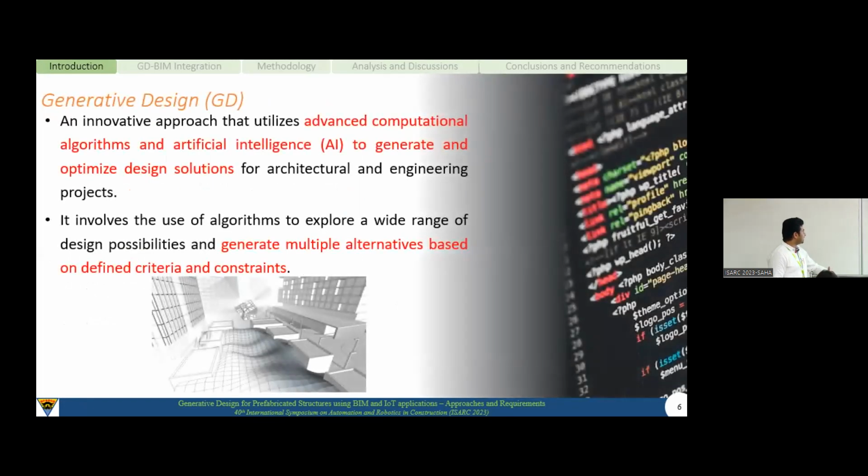And what is GD, generative design? It's an innovative approach that utilizes advanced computational algorithms and, of course, AI, artificial intelligence, to generate and optimize design solutions created for the AEC industry. It involves the use of algorithms to explore a wide range of design possibilities, and it can generate multiple alternatives based on the design criteria and constraints.